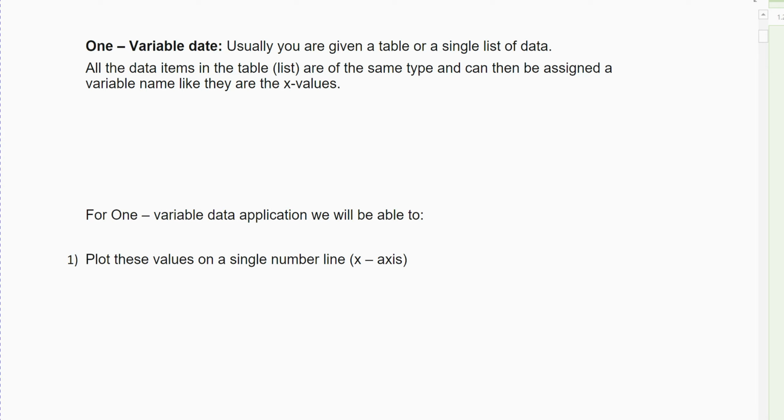They can be assigned a variable name like an x value, or if it's a temperature or a time, a t value, or something along those lines. It doesn't necessarily have to be x, but we do typically use x, but you could use t for time or something along those lines. You could be creative if you want to, or p for prices or something like that.